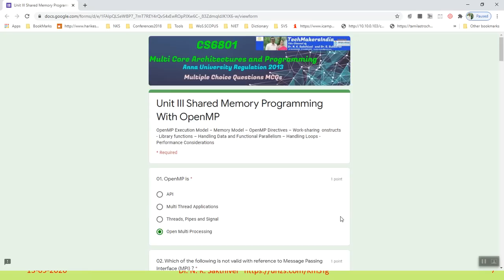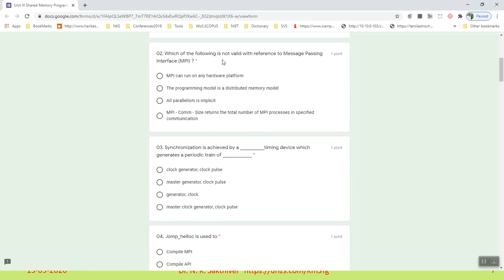Okay. Second question, which of the following is not valid with reference to message passing? That is the Message Passing Interface, MPI. MPI can run on any hardware, and the programming model for distributed memory is true. But "all parallelism is implicit" is not associated with MPI. Except for the third answer, everything is correct related to MPI. So I am selecting the third one.